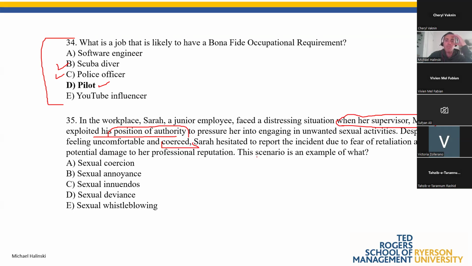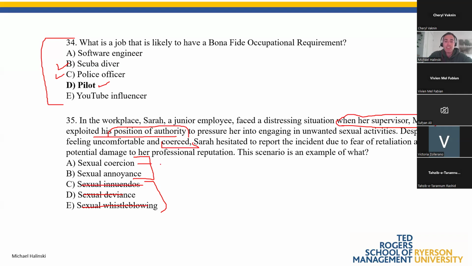This is an example of what? Sexual innuendo, sexual deviance, sexual whistleblowing. I made these concepts up. Another fun part of being a prof is you make up dummy answers. People actually wrote those. They thought they were kind of clever. Oh, maybe I missed that in class. No, not at all. These are the two concepts we talked about in class: sexual coercion and sexual annoyance.